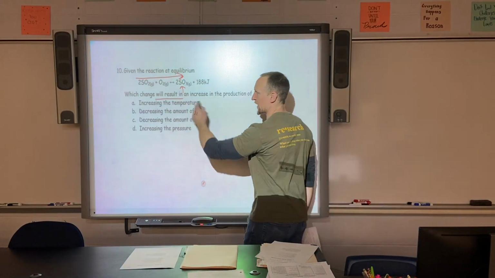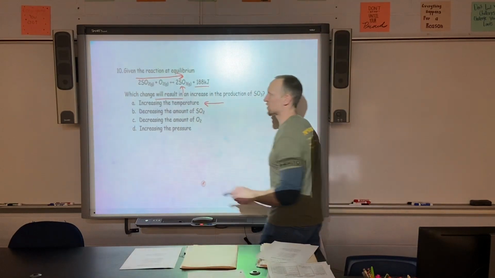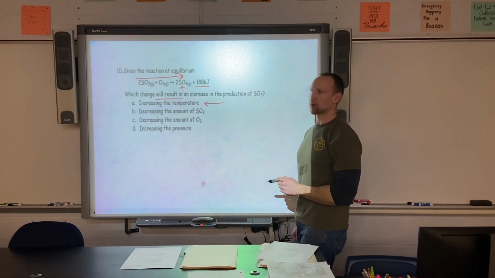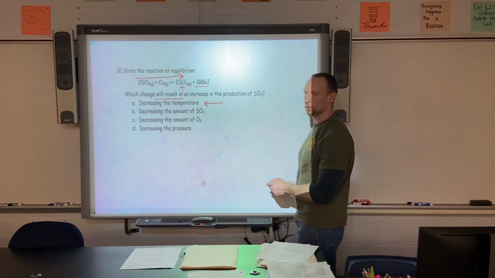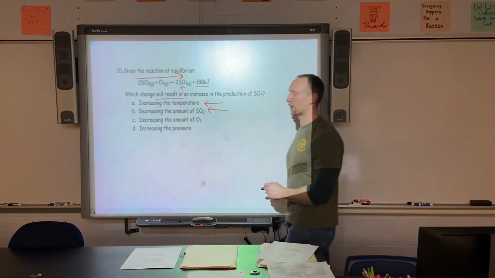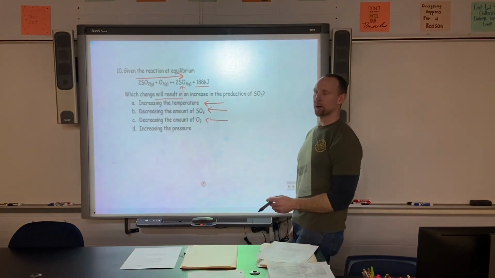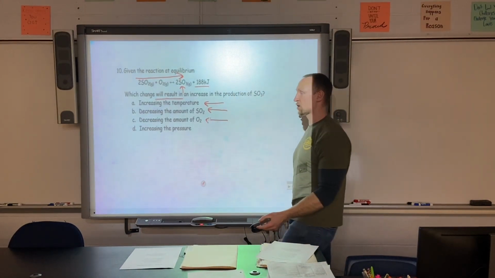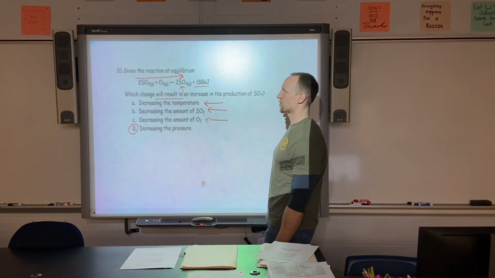So if I increase the temperature, I'm going to shift away from what's added. So since the energy's on the right, I'm going to shift left. So that's no good. Decreasing SO2, you go towards what's taken away. Same thing with the next one, towards what's taken away. So by process of elimination, I'm left with D, but let's see why that's the correct answer.